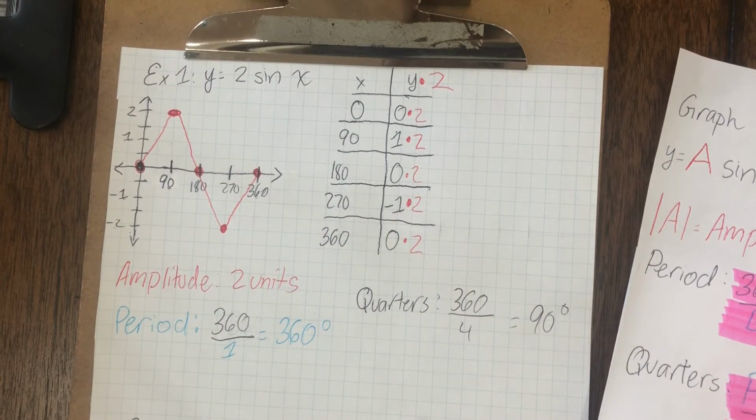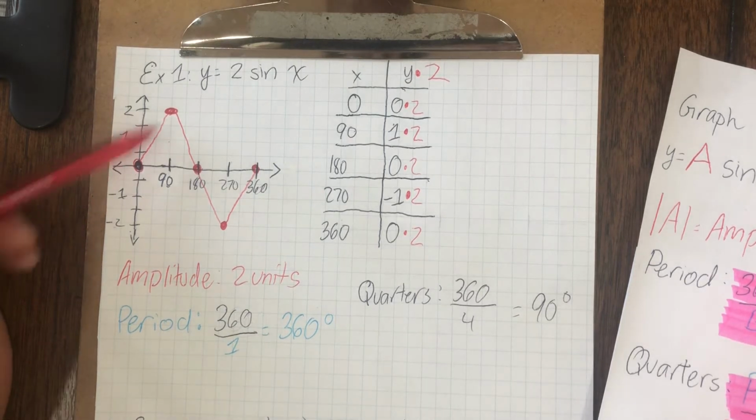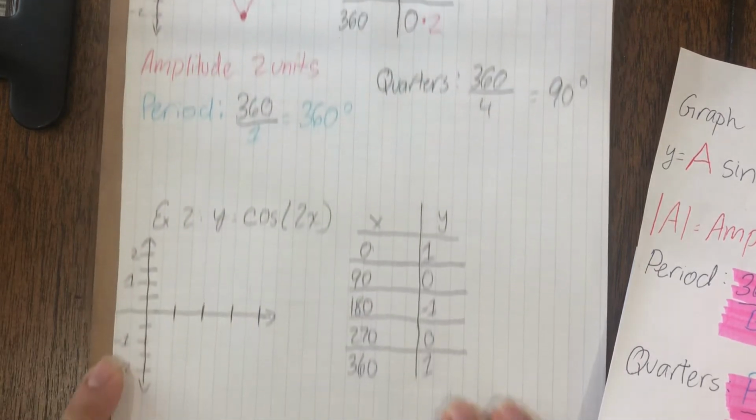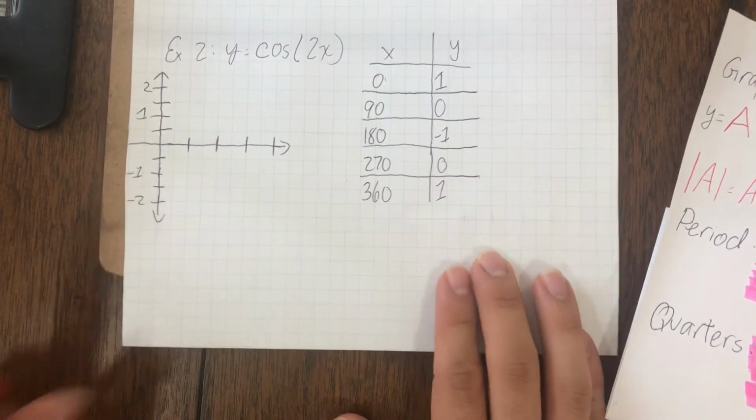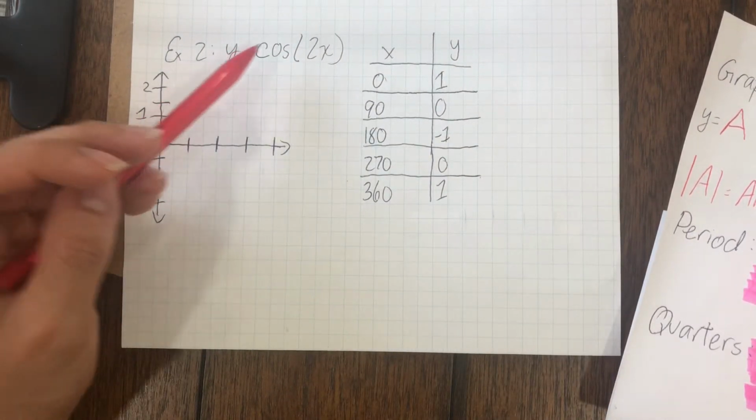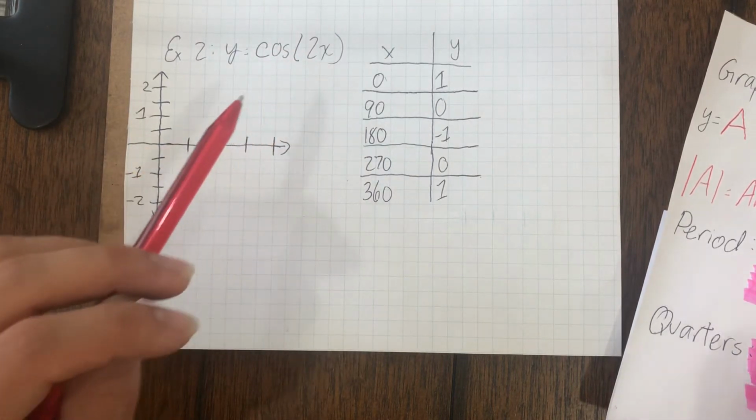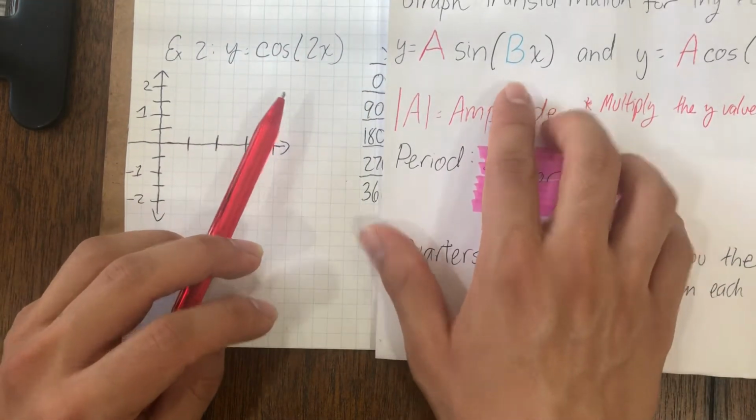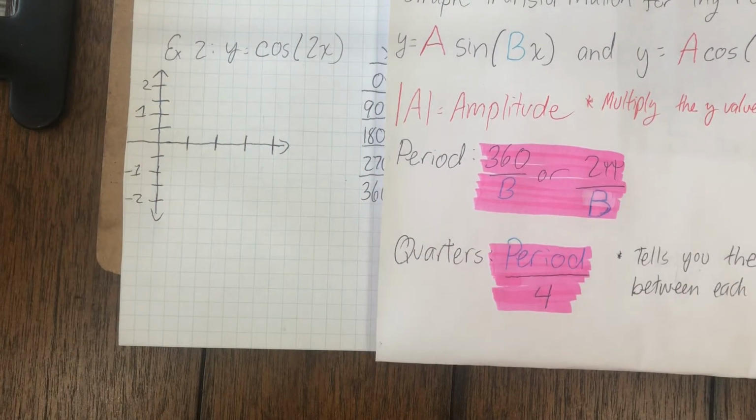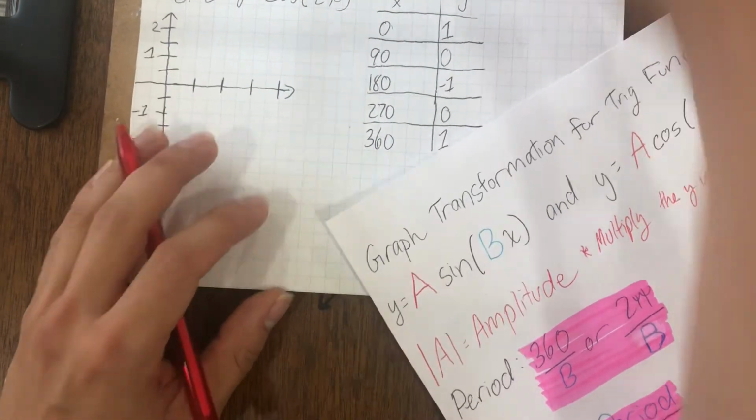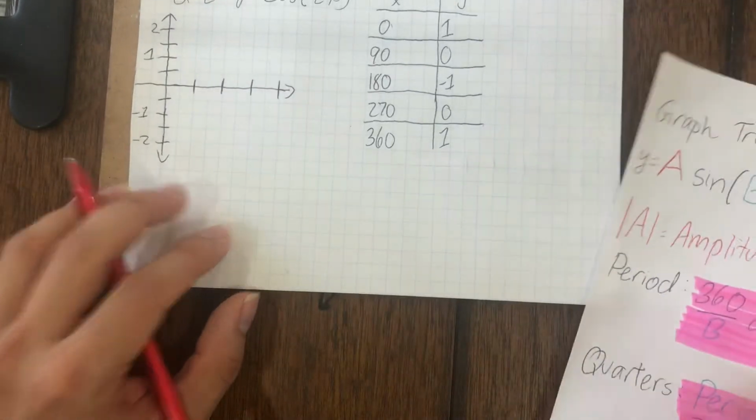Okay, so now that we got our graph for example 1, we're gonna move on to the next problem, all right? So for this one, instead of having a coefficient in front of the trig function, we actually have a coefficient only in front of x, which is in the same spot as b. So we're going to see a change in period. All right, so first off, let's go ahead and label the amplitude, the period, and the quarters.